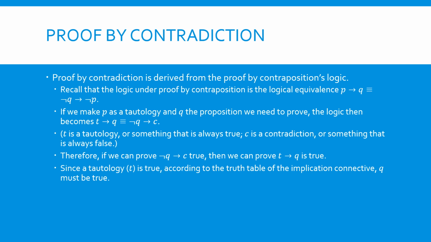We will then have T implies Q is equivalent to not Q implies C, where C is a contradiction or something that is always false. In this case, if we can prove that not Q implies C is true, we can prove that T implies Q is true based on the logical equivalence. When T implies Q is true, according to the truth table of the implication connective, then Q must be true. In this way, we can prove the original statement Q is true.